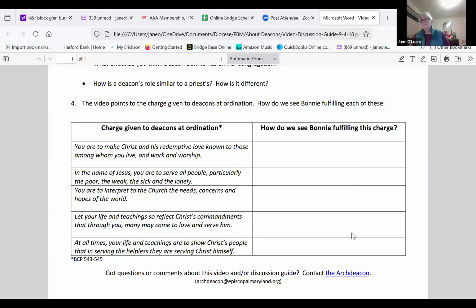But I do know of deacons who, I don't know if it was their own call, but it was the bishop who called them and said, "Hey, what do you think? I see something in you that is a possibility." And that's a big step.